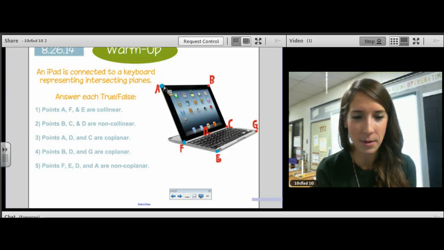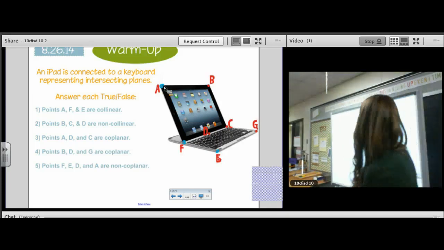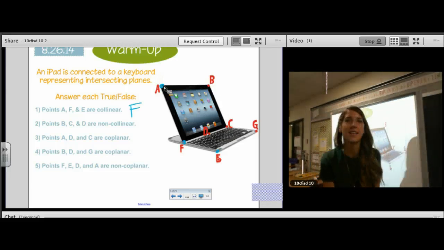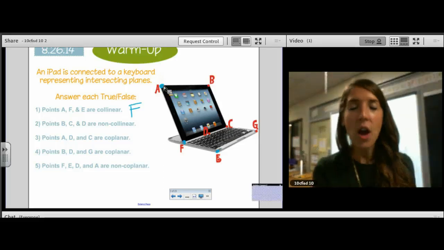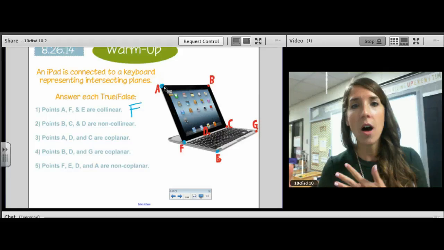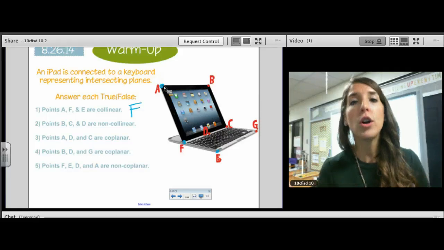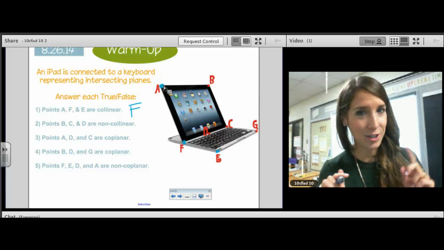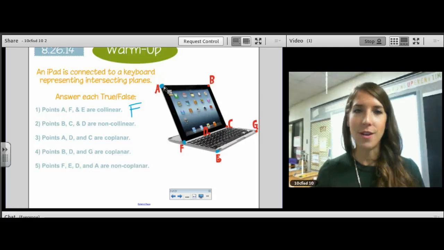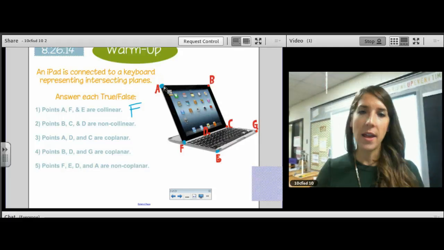A, F, and E. We're doing number one. Yep, they are not collinear. So to say they're collinear is an atrocity. It is false. Collinear, let me remind you, means I could draw a line through them. Could I draw a straight line, all lines are straight, through those 3 points? No, I could not. I could draw a curve, but I could not draw a line.